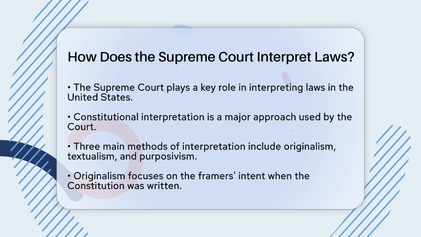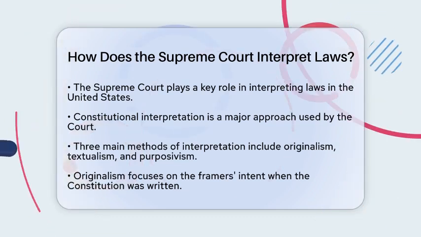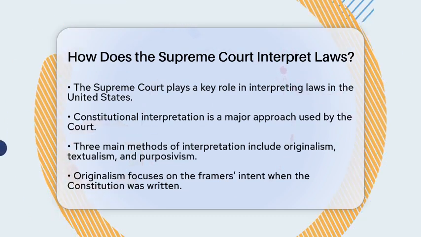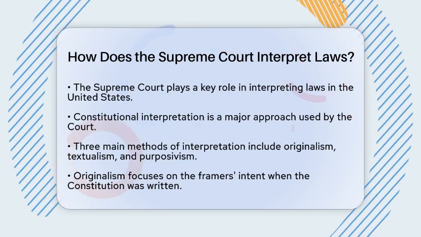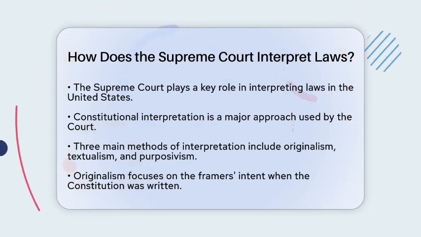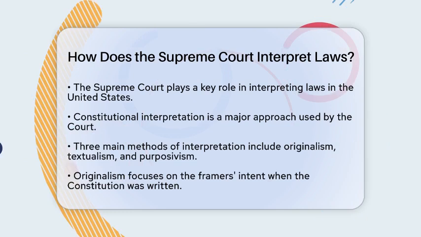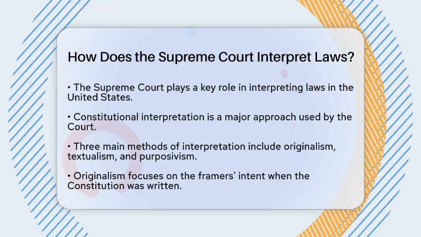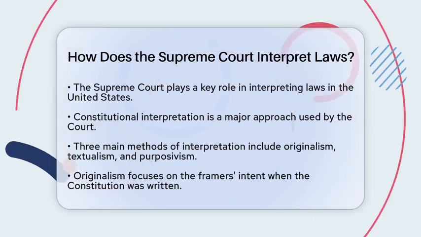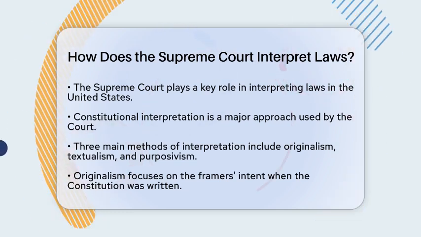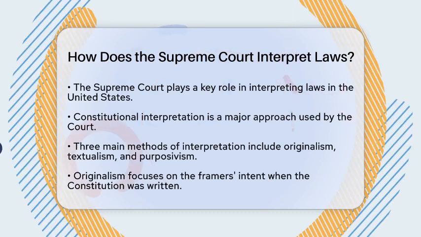The Supreme Court plays a vital role in interpreting laws in the United States. This process involves several key methodologies and considerations. One major approach is constitutional interpretation. The court uses various methods, including originalism, textualism, and purposism.